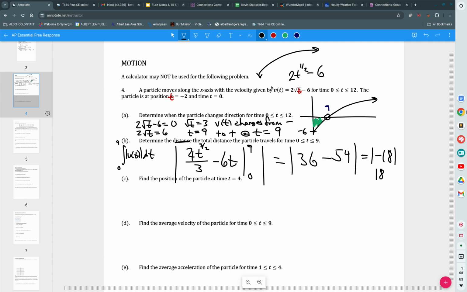It says find the position of the particle at time 4. Let's first write the integral. What would the expression look like if we're finding the position? What would we start with? What goes out front? Negative 2 plus the integral from 0 to 4 of v of t dt.